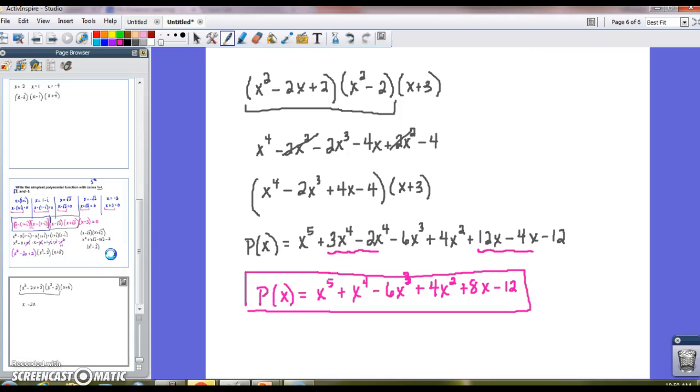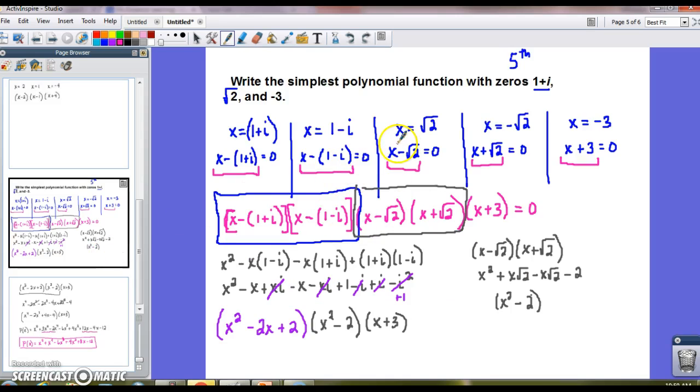Now, there's a lot of stuff going on there, so let's just go back and sort of recap. Remember, first let's figure out the degree of our polynomial. Our complex roots and our irrational roots come in conjugate pairs. So if you only see one, that means there's actually two. 1 plus i and 1 minus i will be two of your zeros or roots. Square root 2 and negative square root 2 will be another pair of roots, and then negative 3 will be your fifth root. You have 5 roots, so it will be a 5th degree polynomial.